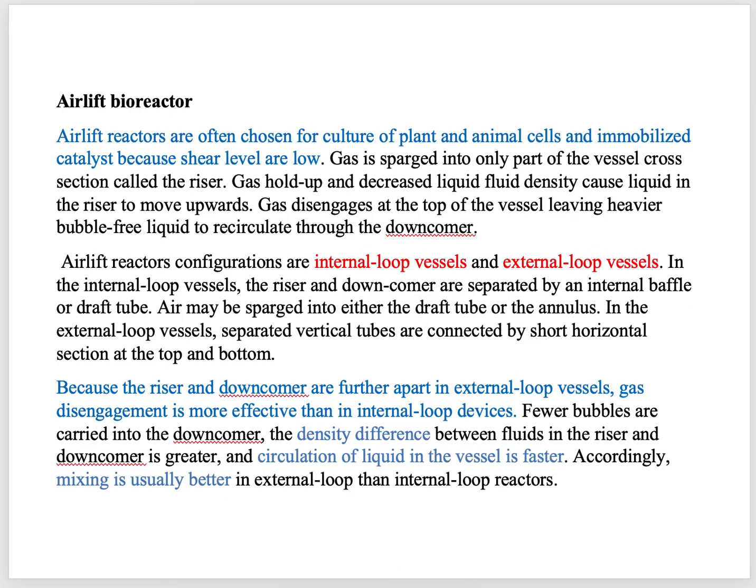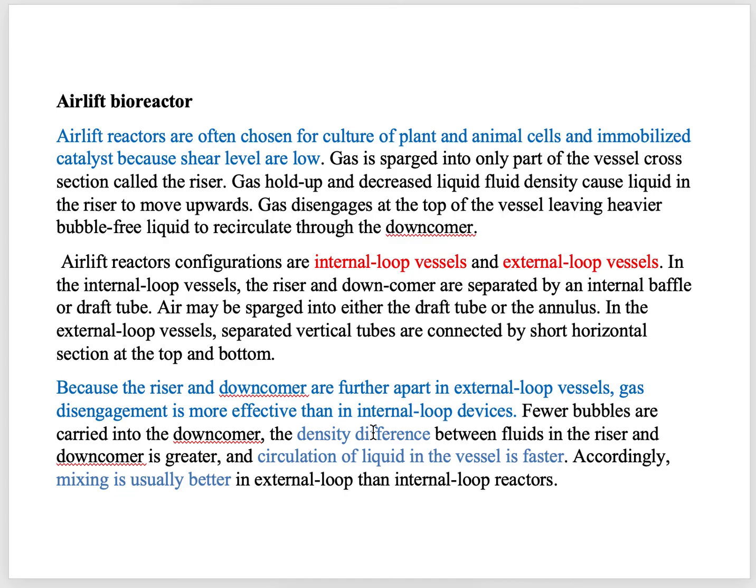So this was one benefit. There is actually also another benefit. Not only the gas disengagement, the mixing is better in case of external loop. The mixing is an important thing for bioreactors. In the bioreactors, we put cells, the media, that means the food for the cells, and also various other chemicals, like supplements, vitamins, other required essential proteins, etc.